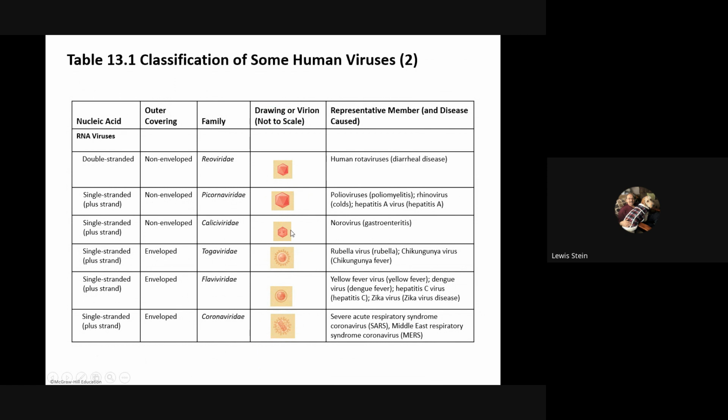Caliciviridae, because it has a calyx, a shell. Okay, so they described, when they looked at it microscopically, even though it didn't have an envelope, it had a rather distinct shell. This is another diarrheal disease. This one is really hard to get rid of on surfaces. It's called noro. It used to be called Norwalk virus.